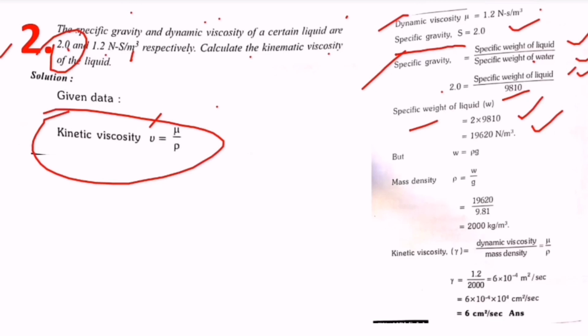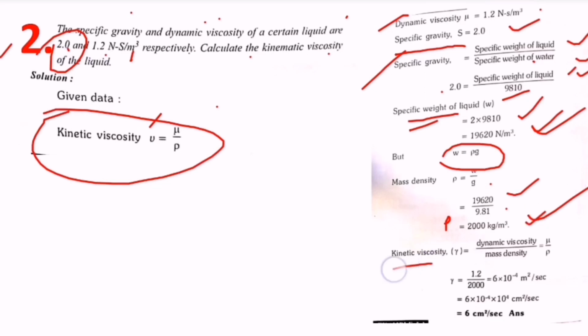After getting this, we have the formula W equals rho g. W is nothing but specific weight of liquid, g is acceleration due to gravity. By substituting 19,620, the specific weight, and 9.81, the acceleration due to gravity, we get rho equals 2000 kg per meter cube.